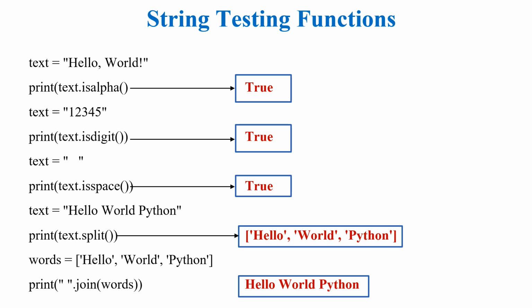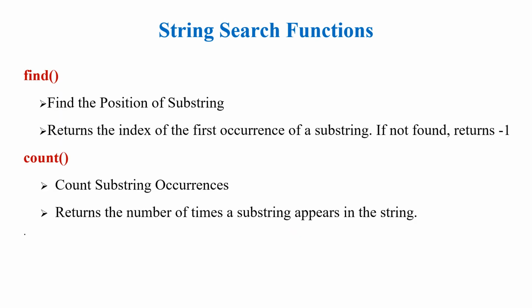Next we are going to discuss the string search functions, that is find and count. Find finds the position of a substring. It returns the index of the first occurrence of a substring. If it is not there, it returns -1. The count function counts substring occurrences. It returns the number of times a substring appears in the string.